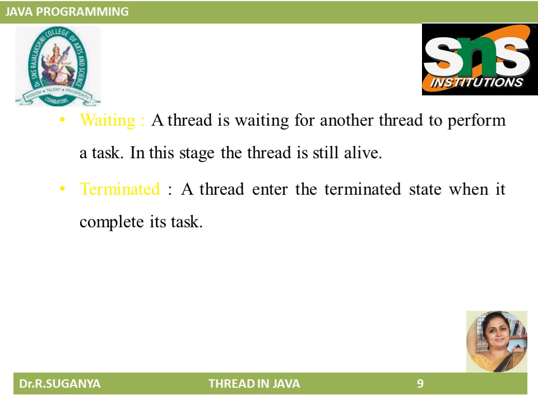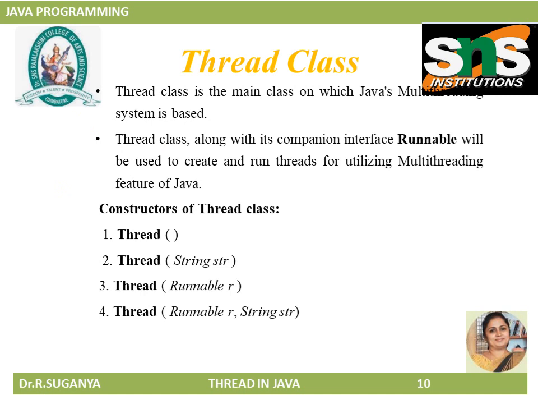Waiting: a thread is waiting for another thread to perform a task. In this stage, the thread is still alive. Terminated: a thread enters the terminated state when it completes its task.